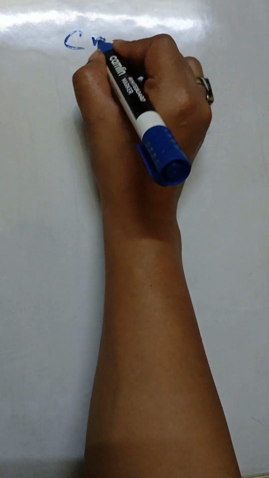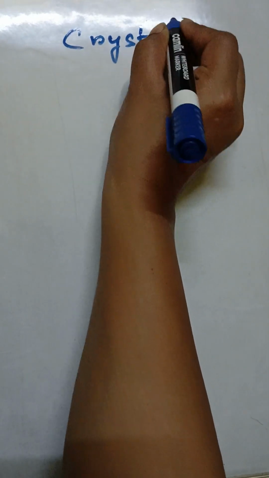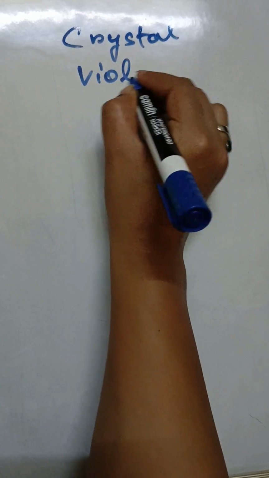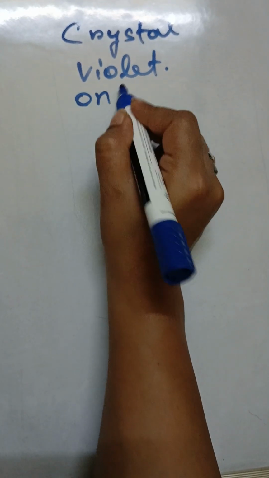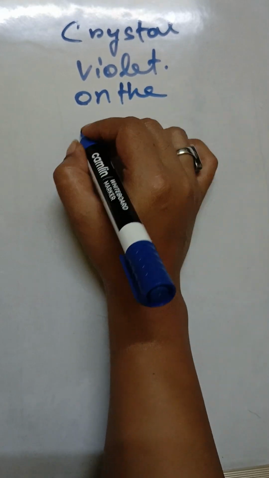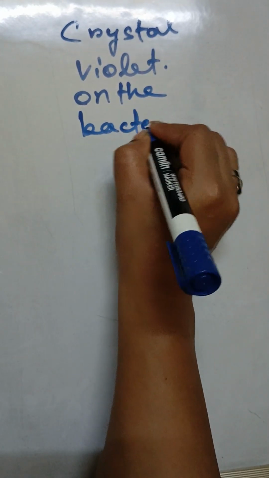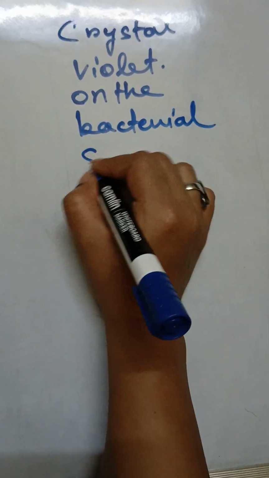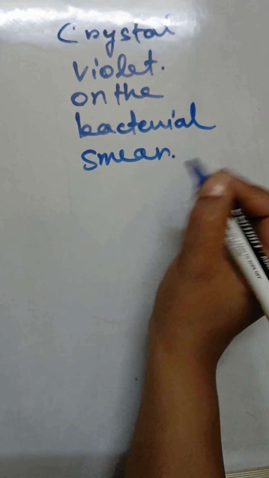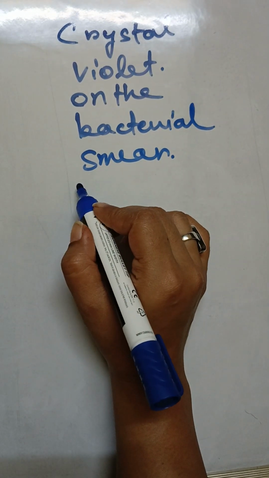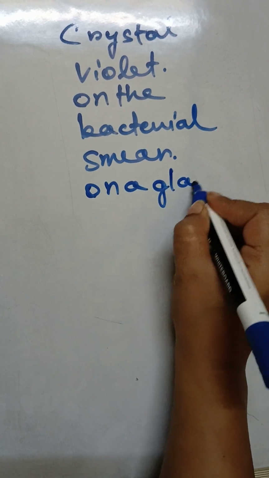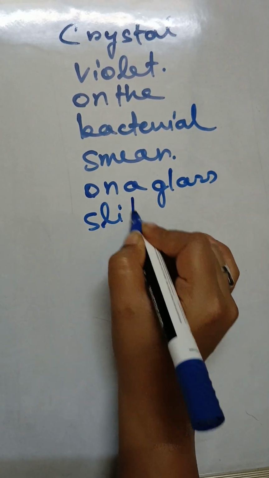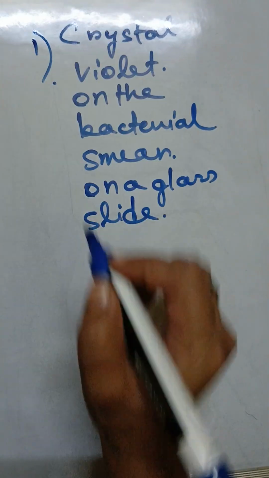The first one is to apply crystal violet on the bacterial smear on a glass slide. This is the first step.